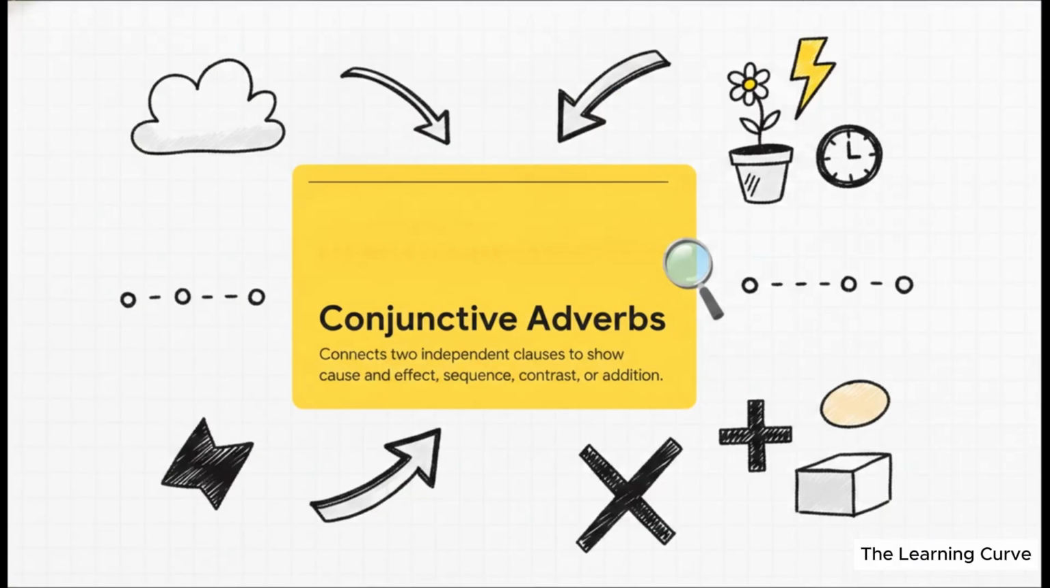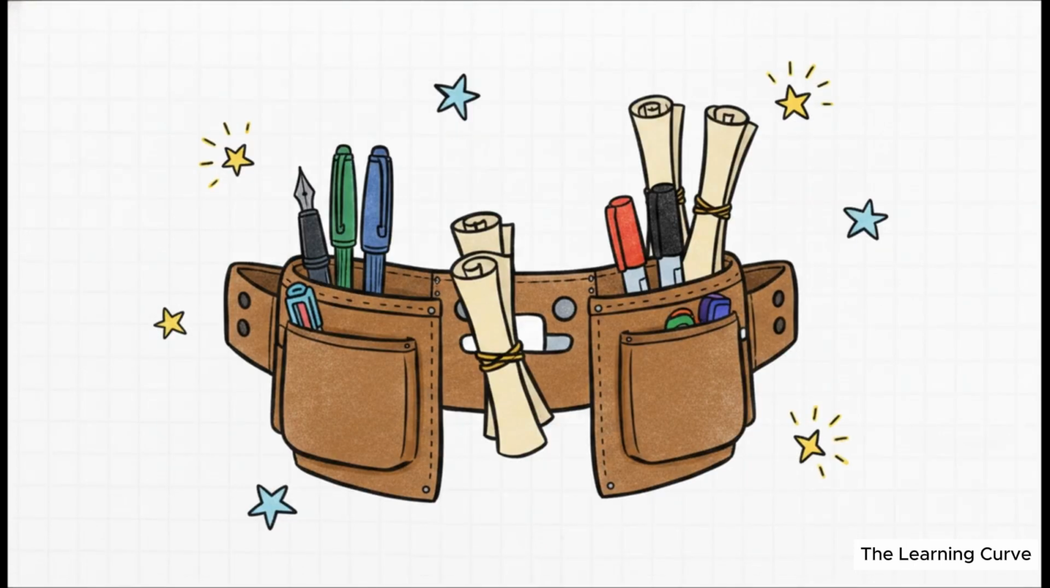I want you to think of this first tool as basically a heavy-duty bridge for your thoughts. A conjunctive adverb is a very specific type of word that doesn't just modify a single verb. Instead, it connects 2 completely independent clauses. It links entire, standalone ideas together in a way that shows the reader exactly how those ideas relate to one another. This could be showing cause and effect, the sequence of events, a sharp contrast, or simply adding more information to a preceding thought. Here's a quick cheat sheet for your writing tool belt.